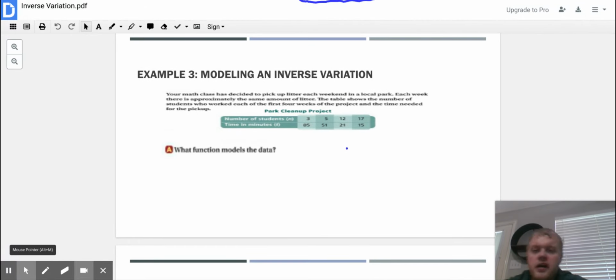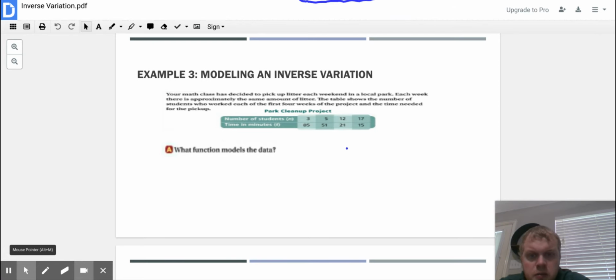So example 3, modeling an inverse here. All right. So your math class has decided to pick up litter each weekend in a local park. Each week there is approximately the same amount of litter. The table shows the number of students who worked each of the first 4 weeks of the project and the time needed for the pickups.